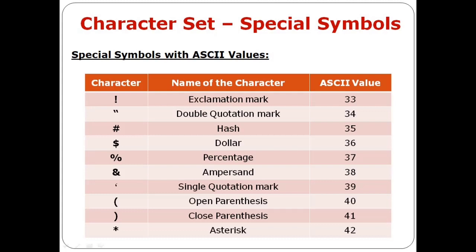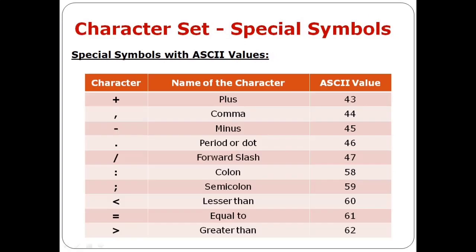ASCII value 37. Then next one is ampersand symbol. ASCII value is 38. Then single quotation mark. ASCII value 39. Then open parenthesis, ASCII value 40. Then close parenthesis, ASCII value 41. Then next one is star, asterisk symbol, ASCII value is 42. Then first one is plus, ASCII value is 43. Then comma, 44, minus 45.